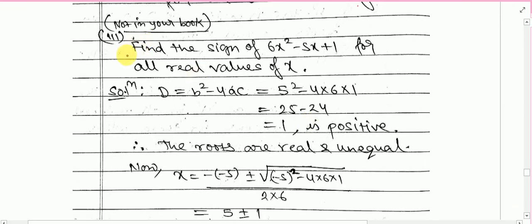Now see this. This question is not from your book. Here, find the sign of 6x square minus 5x plus 1 for all real values of x. Here a is 6, b is minus 5, c is 1. We will find its discriminant. The discriminant is coming 1, that is greater than 0.